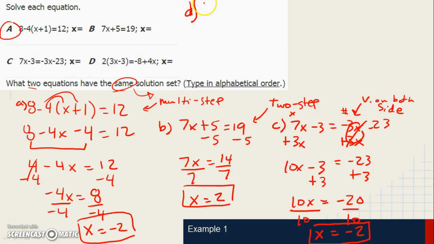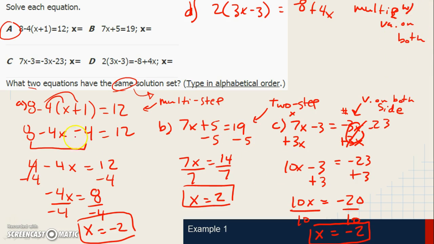D. So we have 2 times 3x minus 3 equals negative 8 plus 4x. And now this is a multi-step with variables on both sides. So it's a combination of C and A. So the first thing we're going to do is simplify with our multi-step. So 6x minus 6 equals negative 8 plus 4x.